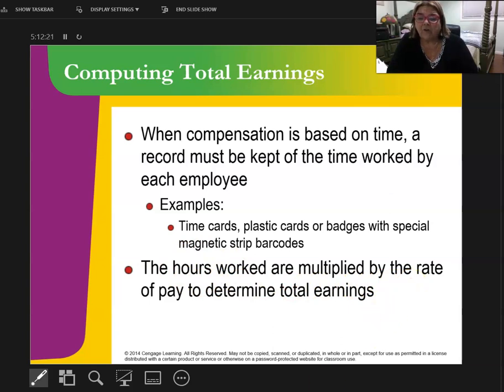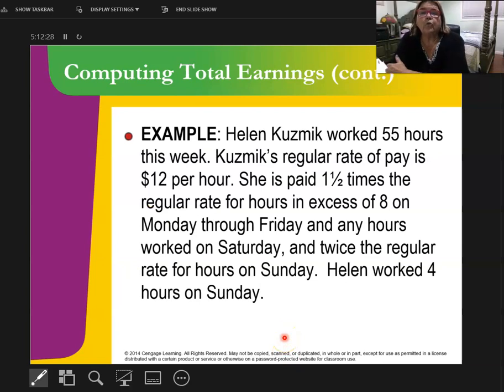Payroll chapters are usually pretty easy to understand because everybody understands how we get paid. So here's my first example. Helen works 55 hours this week. Her regular rate of pay is $12 per hour. She's paid 1.5 times the regular rate for hours in excess of 8 on Monday through Friday, and any hours worked on Saturday. But if she works on Sunday, she's paid twice, or 2 times, the regular rate. She worked 4 hours on Sunday. So she worked 55 hours.